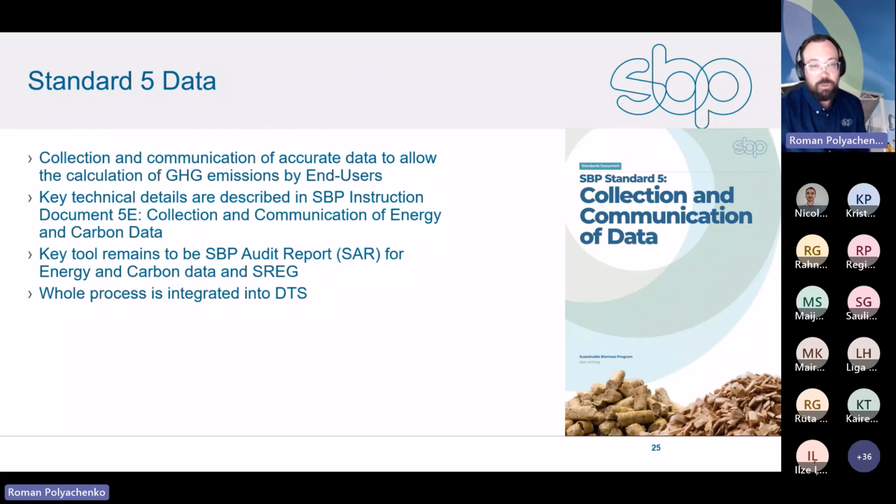We decided not to change the numbering, so we keep this ID 5E. We don't start from 1, but since everyone is familiar and used to this number, we decided to keep it. The key tools remain the same, SAR report and SREG, and SBP Standard 5 is supported by DTS, where whole data collection and recording is now integrated into the DTS system.